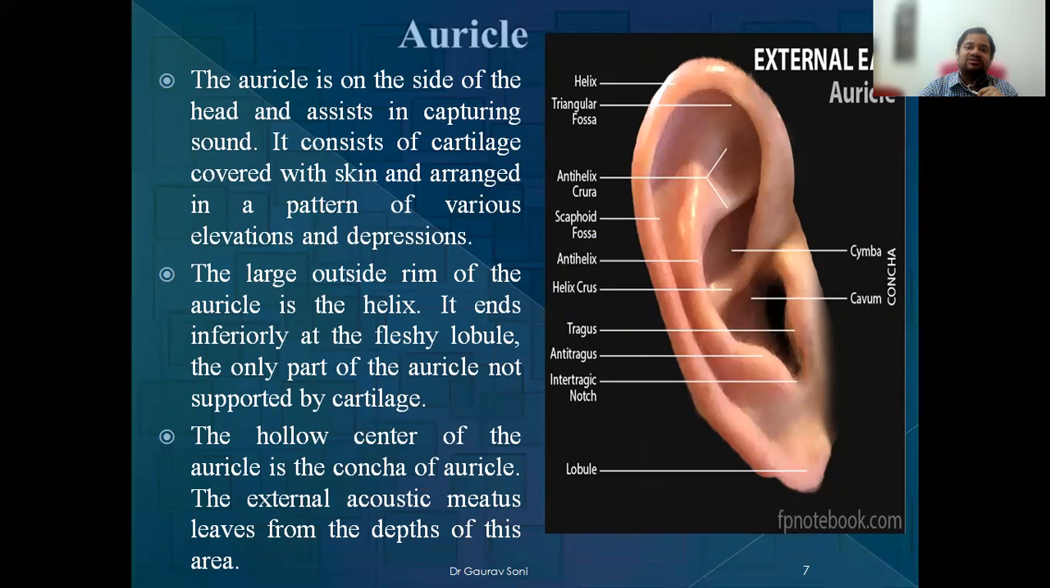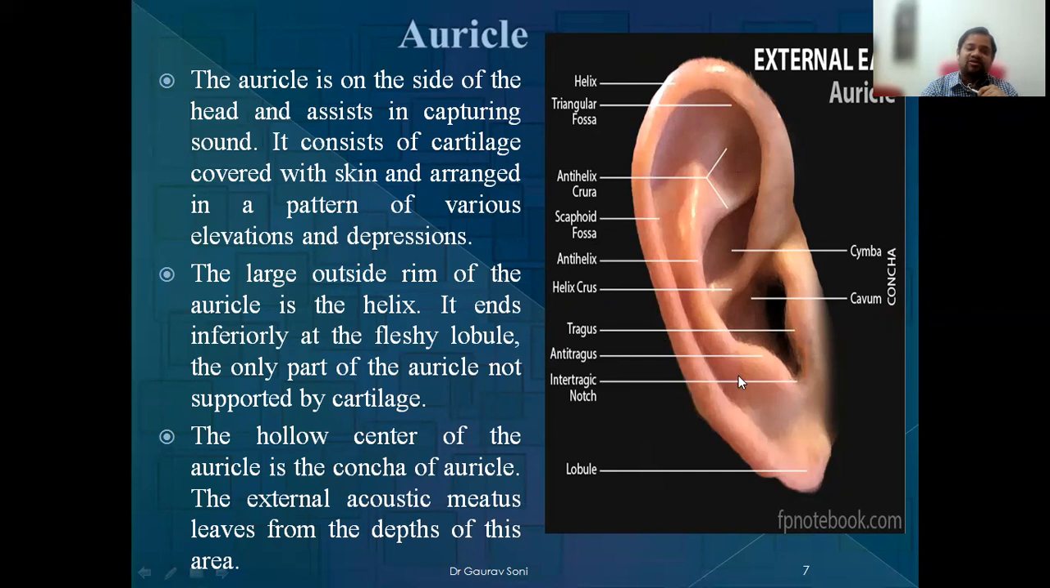The auricle is on the side of the head and assists in capturing the sound, as I alluded to. It consists of cartilage covered with skin, arranged in a pattern of various elevations and depressions. The large outside rim of the auricle is called the helix. You can see this is the helix, the outermost rim-like thing which is present. It ends inferiorly as the fleshy lobule, which is the only part of the auricle that is not supported by cartilage.